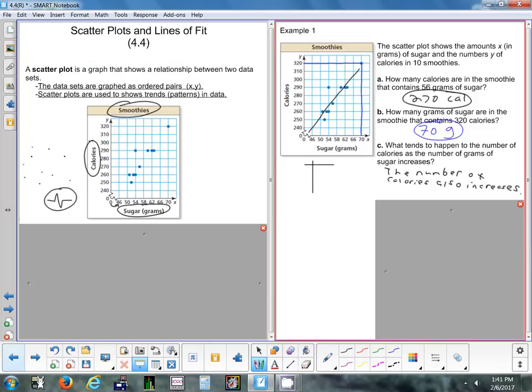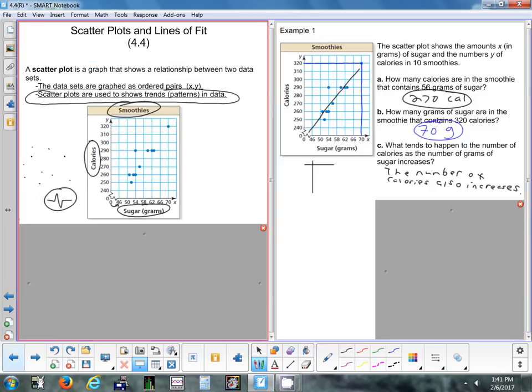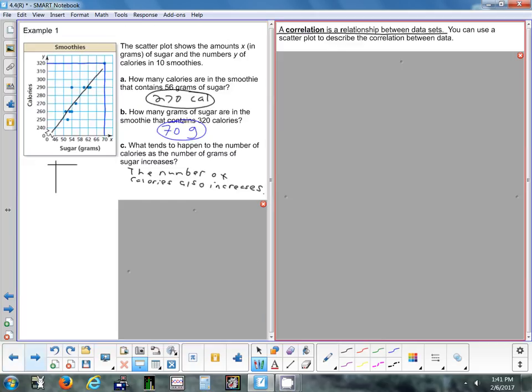Okay, I'm just going to go back for 1 second. You pretty much wrote that second sentence right here. Scatter plots are used to show patterns in data. You can use a scatter plot to describe the correlation in the data. Same thing.